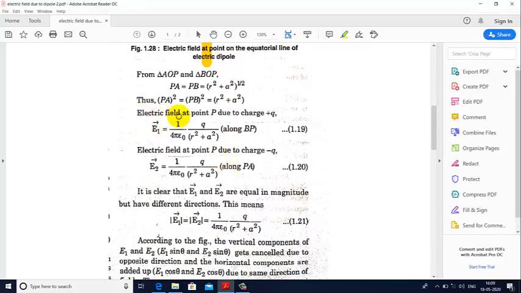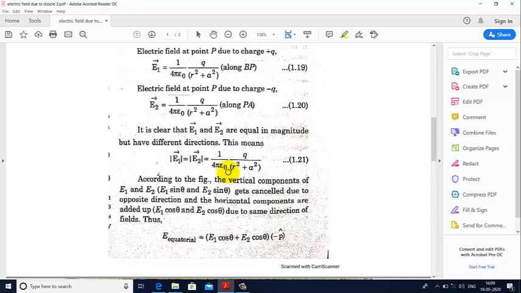Now electric field at point P due to charge plus Q comes out to be E1 equals 1 upon 4 pi epsilon 0 Q upon r square plus a square, and the direction of it is along BP. Second, E2, which is electric field at point P due to charge minus Q, is 1 upon 4 pi epsilon 0 Q upon r square plus a square, which is along PA.